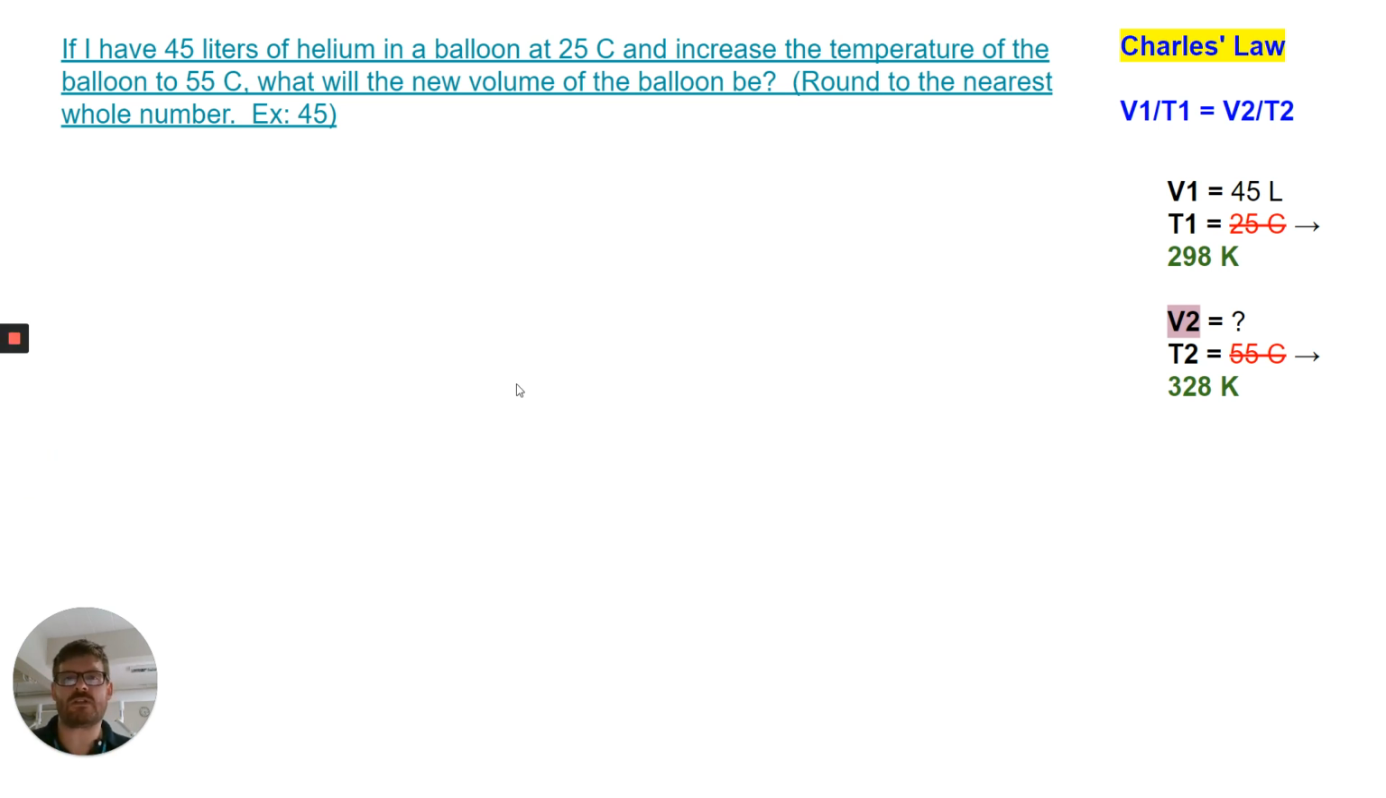Reason for this, you might run into a problem of having a temperature of 0 degrees Celsius. That comes up in a later problem, and you can't divide by 0. If temperature was 0 degrees Celsius here in Charles' law, you'd have an error on your calculator. So you can't do that.